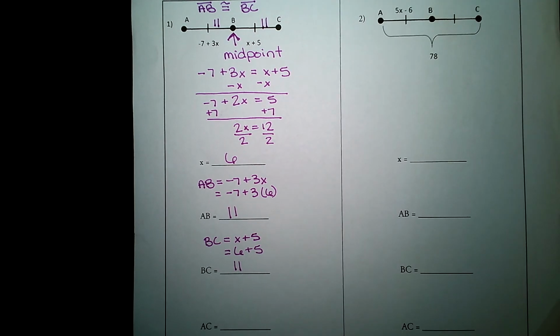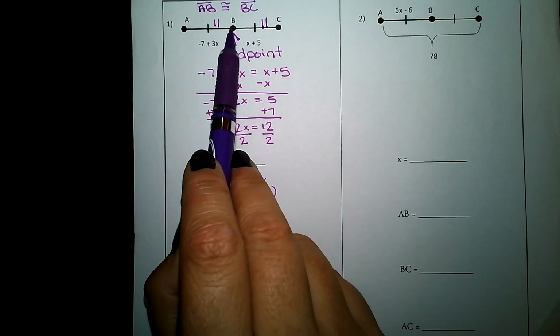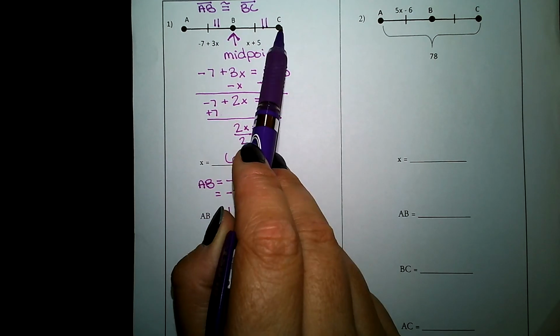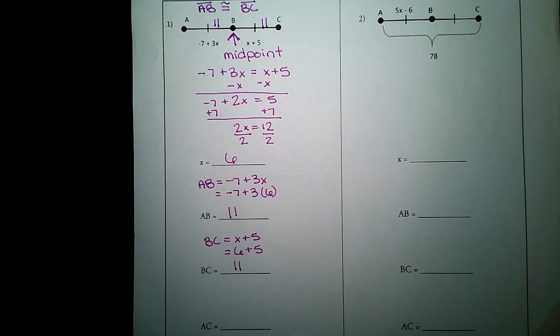If both pieces are 11, from A to B is 11, and from B to C is 11, then now we can use the segment addition postulate to find AC. Part plus part equals the whole piece from A to C. And 11 plus 11 is 22. Pretty cool.